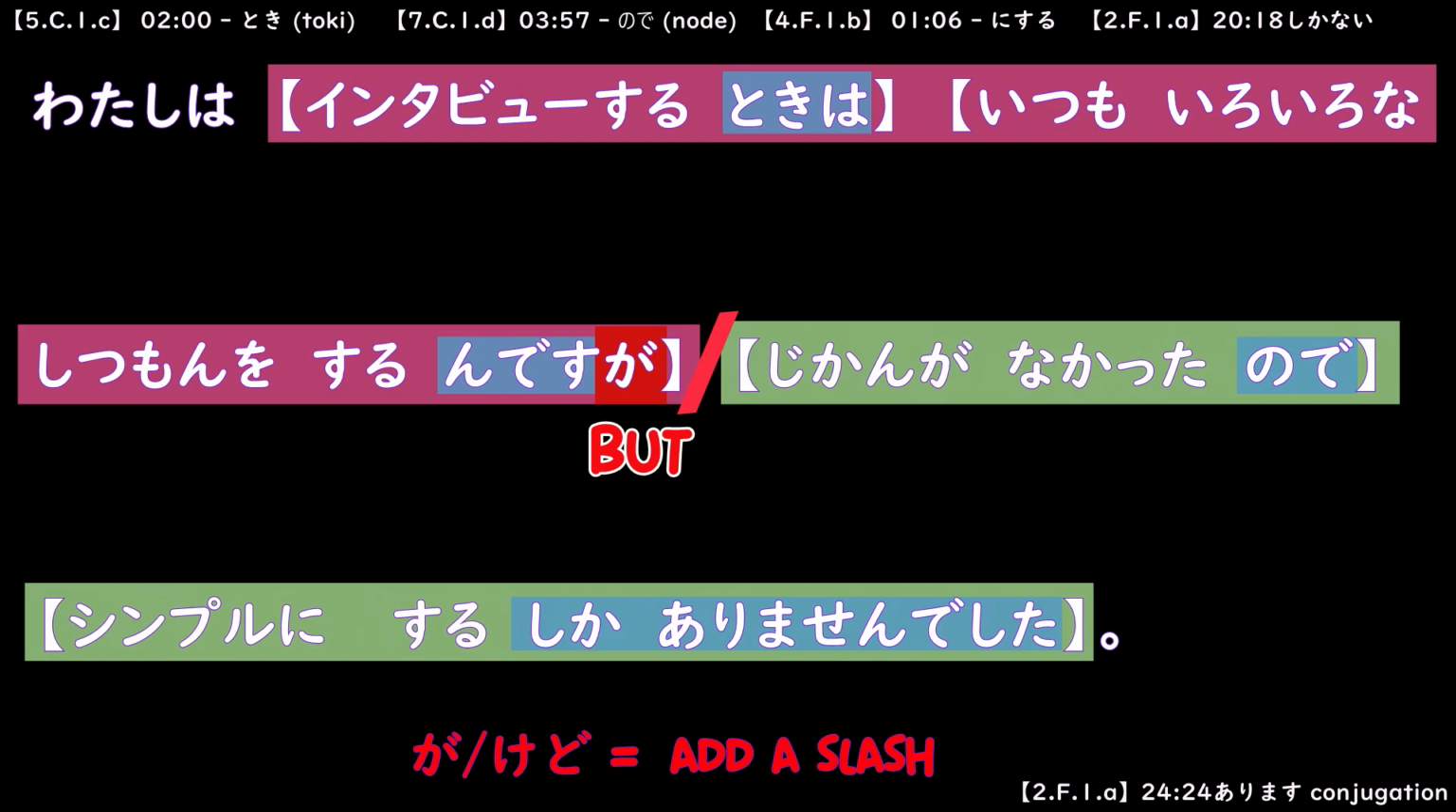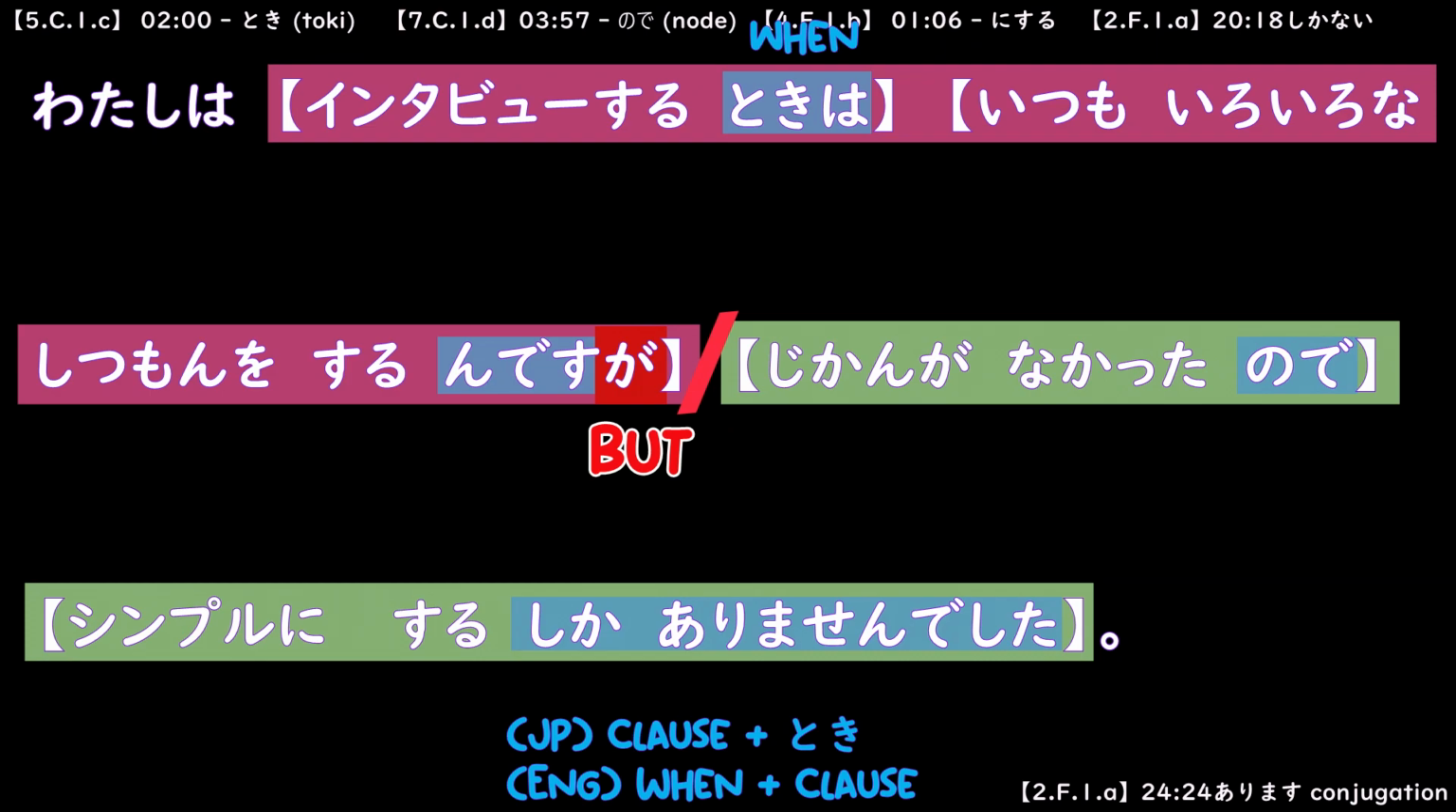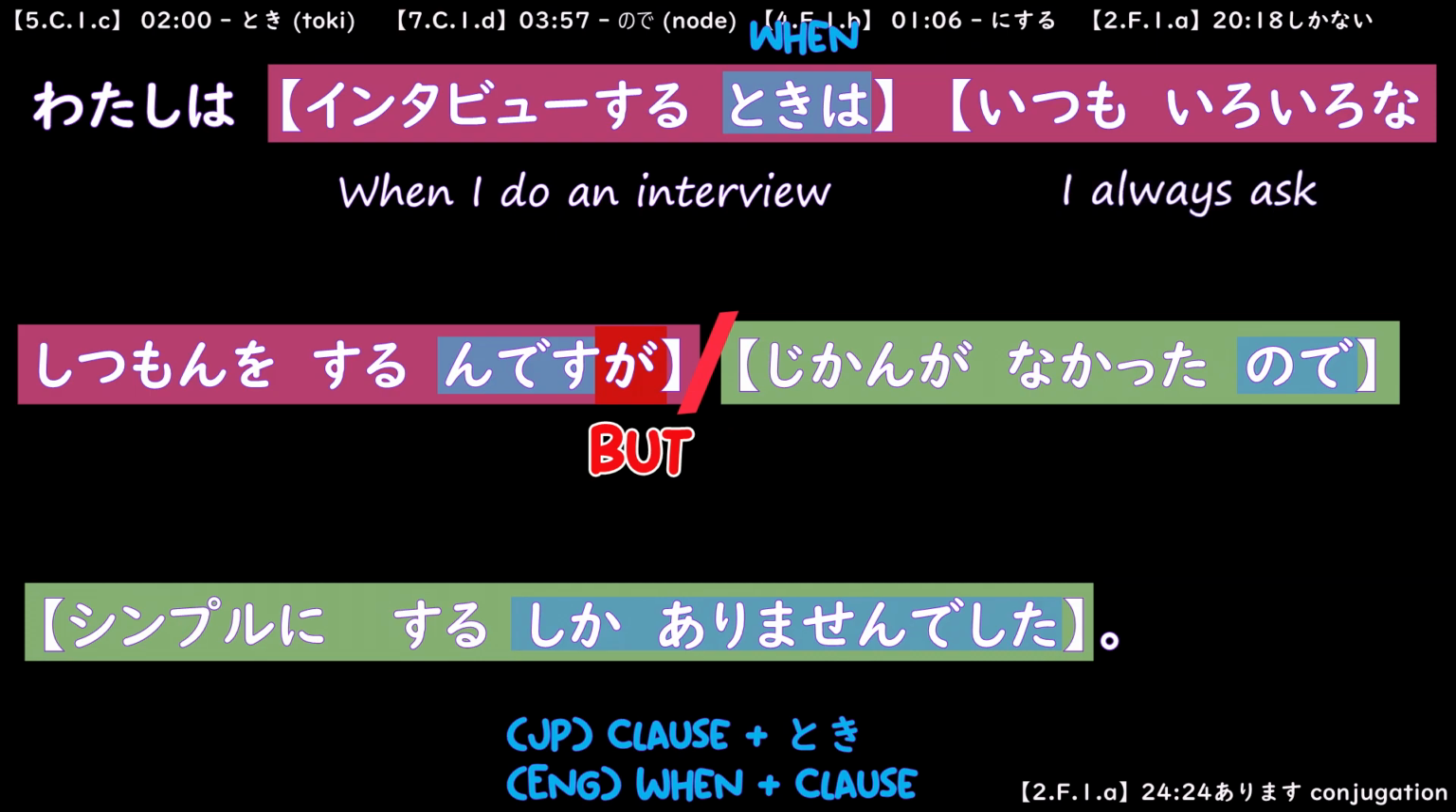So here you have toki after a verb. So this one will mean when. Remember to place the when at the beginning in English. So clause plus toki equals when plus clause. So when I do an interview. Second bit, itsumo, iroiro na shitsumon, so an adjective, iroiro na shitsumon, various question. Then you have o, so you know that you will have to translate it after the verb suru. So I always ask various questions.